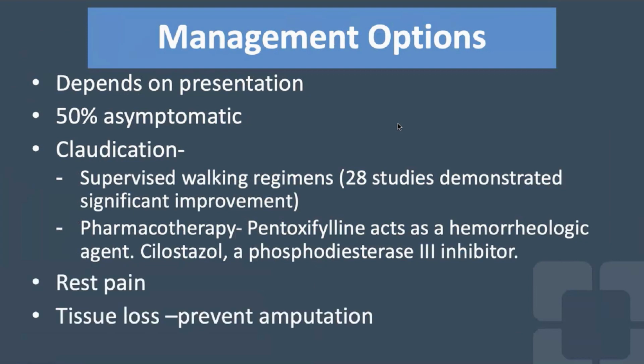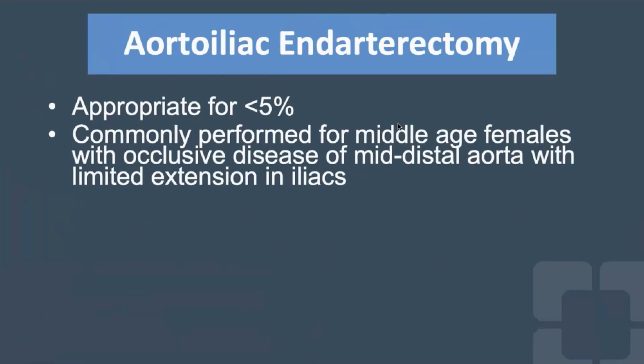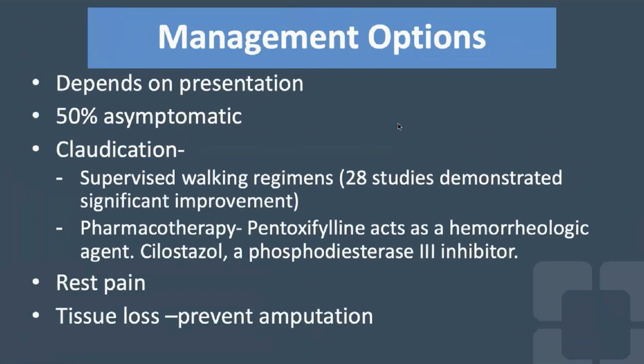And then rest pain and tissue loss, it goes without saying, I think, in patients who have rest pain or tissue loss, they still have a really high risk of limb loss. A quarter of the patients in a year may have limb loss. They may need to go on for surgical management.